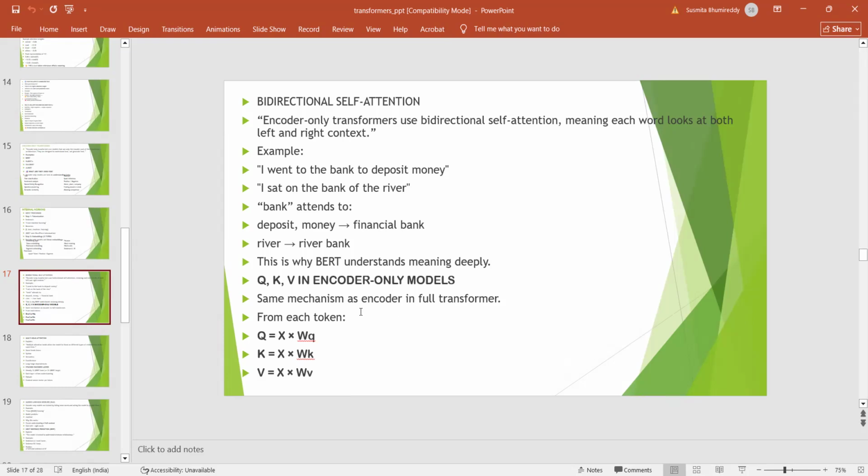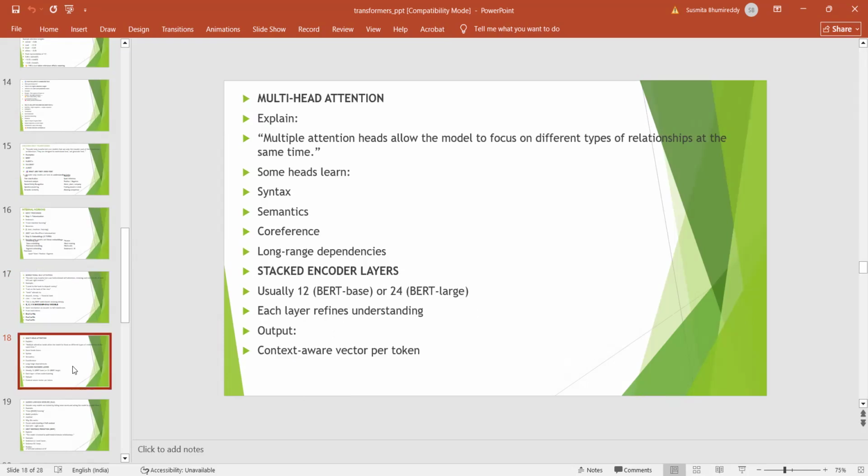And then, same mechanism as the encoder in the full transformer. From each token, we get the weights for each query, key, and value, and then multi-head attention. Multi-head attention allows the model to focus on different types of relationships at the same time. As I said before, it will focus on many things at a time. Some heads learn syntax, semantics, co-reference, and long-range dependencies.